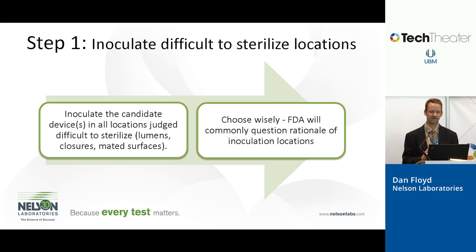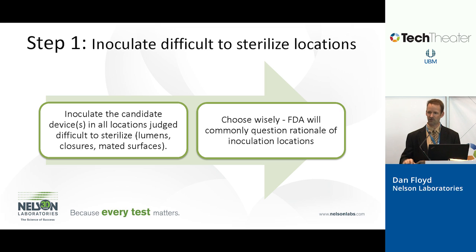Once we've taken our product and looked at the different areas that we're going to sterilize, we have to inoculate those. And we have to test every one of those locations to make sure that the gas is going to be able to get in there and kill that location. FDA will commonly scrutinize where you inoculated. So what we'll tend to do is inoculate multiple sites along the device. And then as you go through and do the testing, the easy ones will drop out.